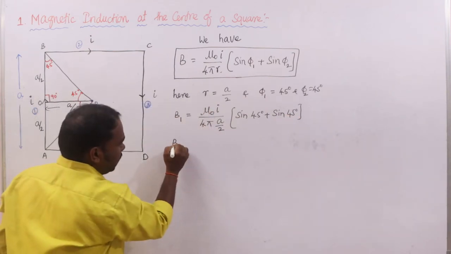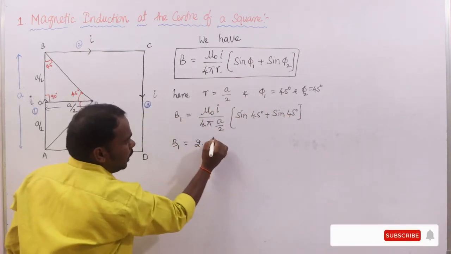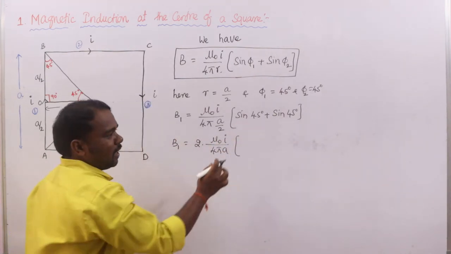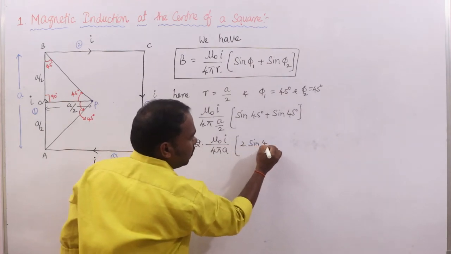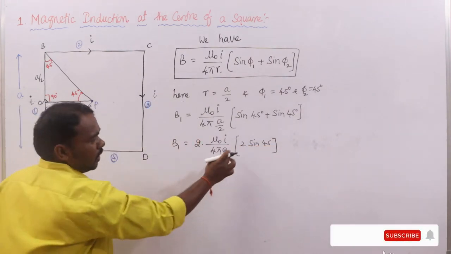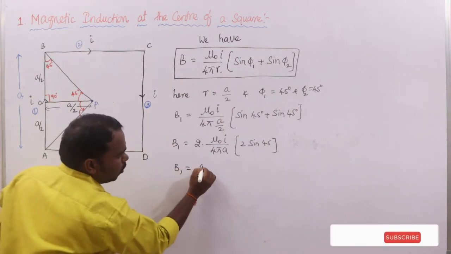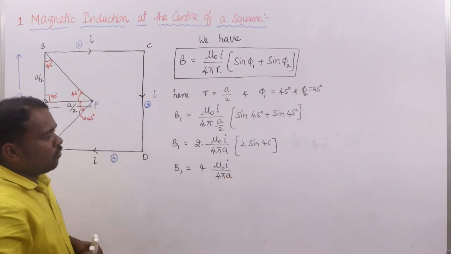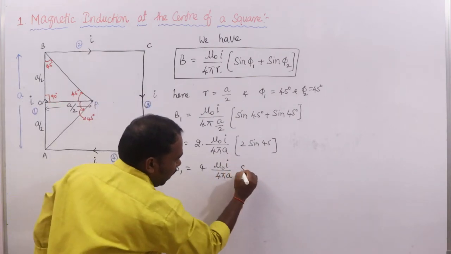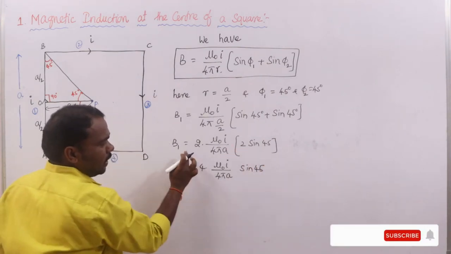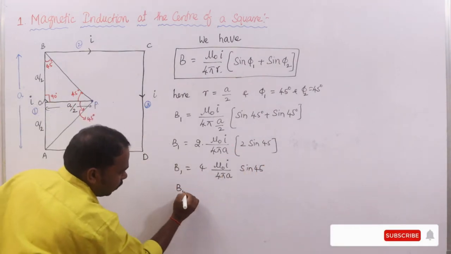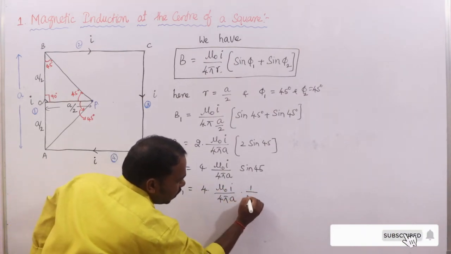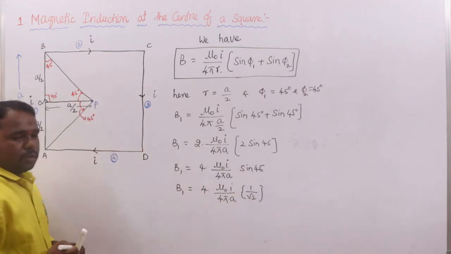So B1 is equal to 2 taken up, 2 into mu naught I by 4 pi A, sine 45 plus sine 45, which is 2 sine 45. 2 into 2 will give us 4 into mu naught I by 4 pi A, and you have the rest, sine 45. What is the sine 45 value? B is equal to 4 into mu naught I by 4 pi A, and sine 45 is 1 by root 2.